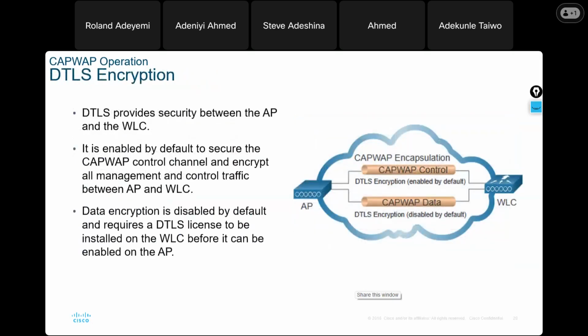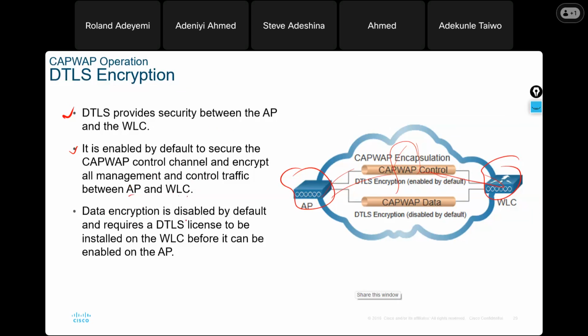The encryption we spoke about earlier, let's talk more about it. DTLS encryption provides security between the AP and the wireless LAN controller. See the AP here, see the controller here. Any conversation going on between the two, you can't capture it and make sense of it because of this security. It is enabled by default to secure the CAPWAP control channel and encrypt all management and control traffic between the AP and the wireless LAN controller.